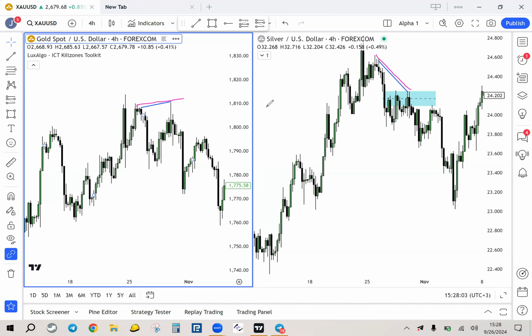Okay, so in this case, gold goes above there, silver doesn't. Silver stays in the fair value gap, right? So the market is showing us two things at this point. The first thing that it's showing us is that this is just a liquidity sweep on gold. The second thing that it's showing us is that silver is going to go through a temporary weakness period, right?